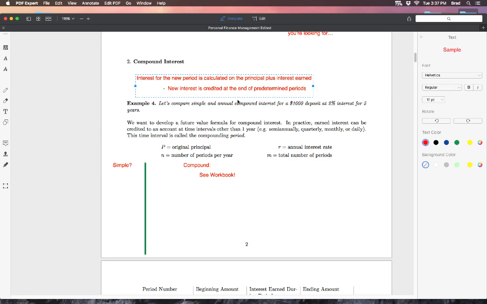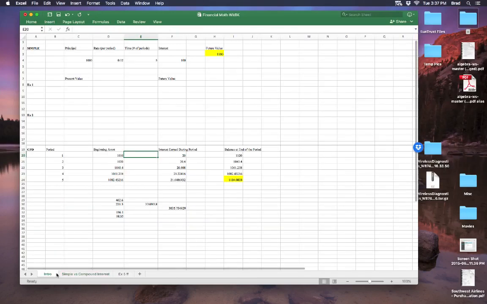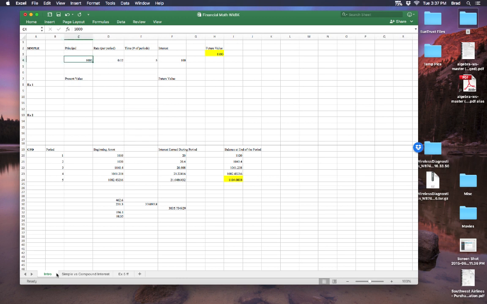So we're going to demonstrate compound interest via an example and then develop our formula from there. Let's compare simple and annual compound interest for a $1,000 deposit at 2% interest for 5 years. I'm going to briefly shuffle over to the Excel workbook, and let's look at our updated simple interest. $1,000 at a 2% annual interest rate for 5 years should earn us $20 in interest, 5 different times. So total, we would have a future value of $1,100.